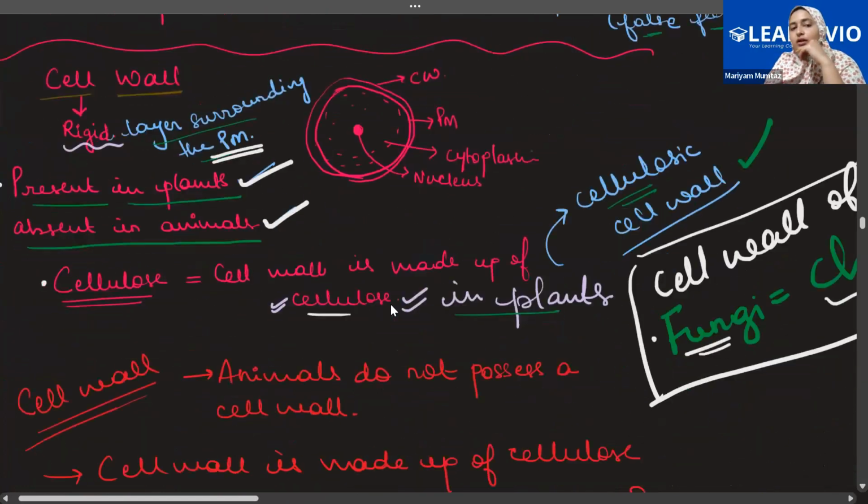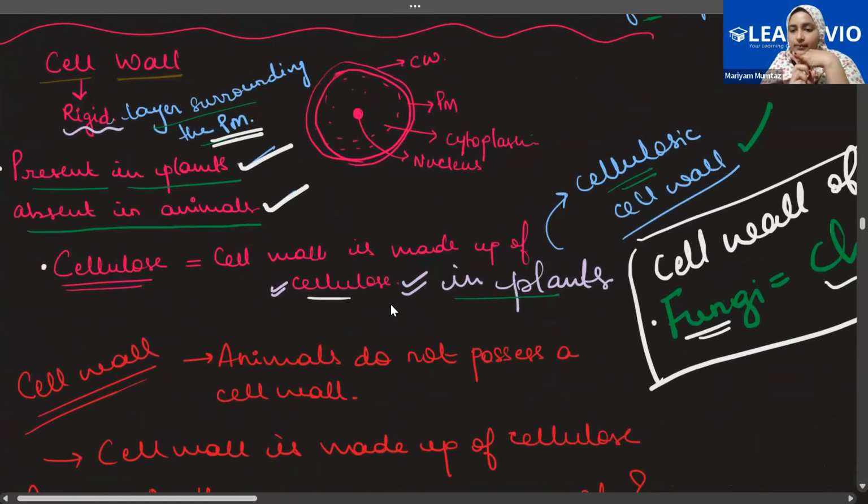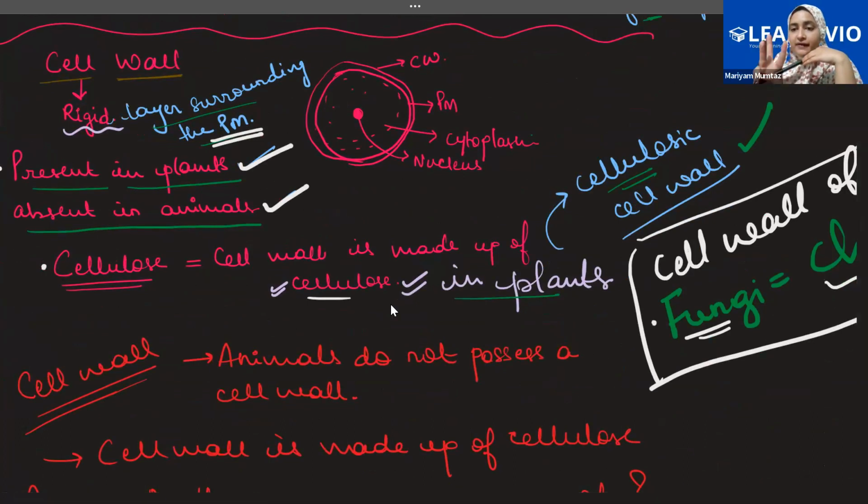Now coming on to the cell wall. Plant cells, bacterial cells, and fungal cells. These three, plants, bacteria, and fungus, have an additional layer covering the plasma membrane, and that layer is known as the cell wall. It is a very rigid layer, and this layer surrounds the plasma membrane. This layer is present in plants, but always remember that it is absent in animals. Under no circumstance can a cell wall be present in animals, under no circumstance at all.